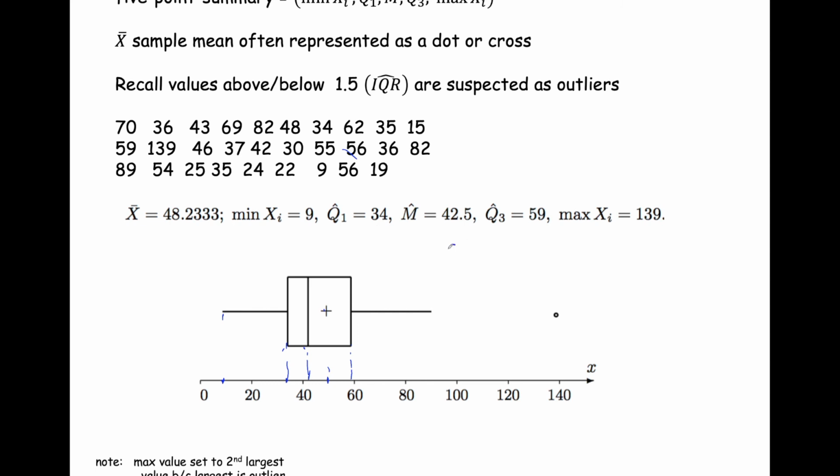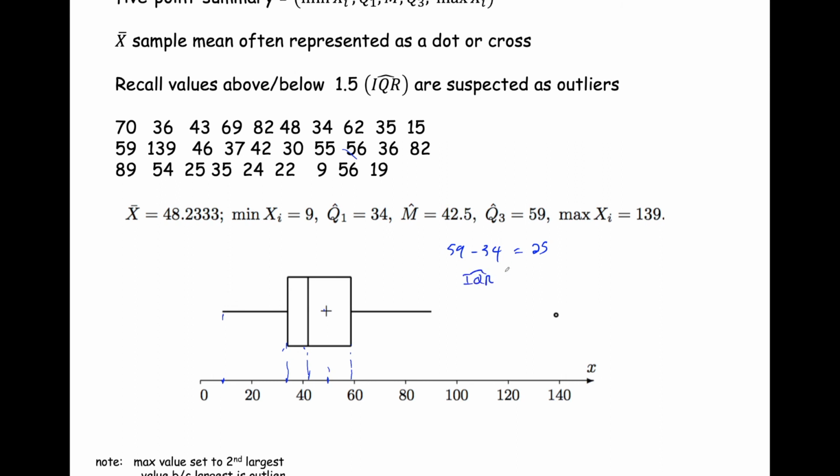So we have 59 minus 34. That's 34, 44, 54, plus another 5 is 59. So that's 25. So the IQR is 25.